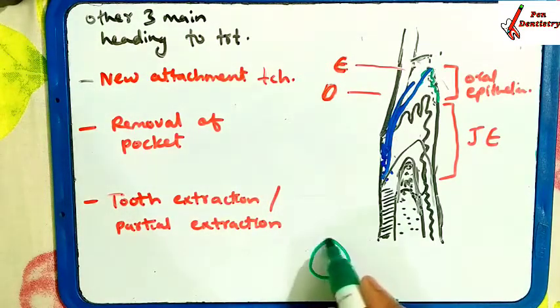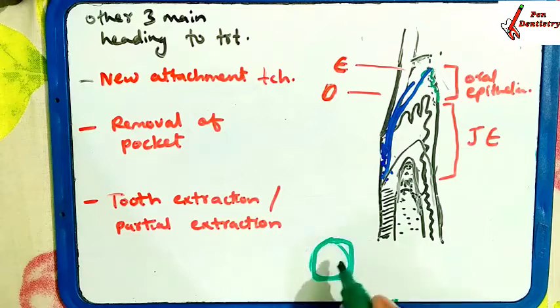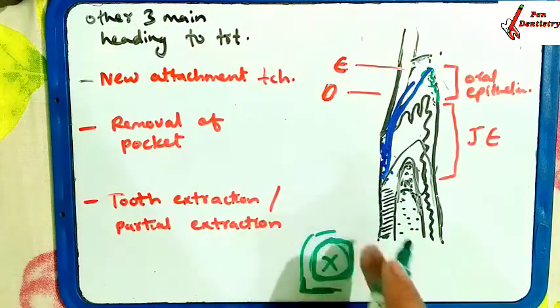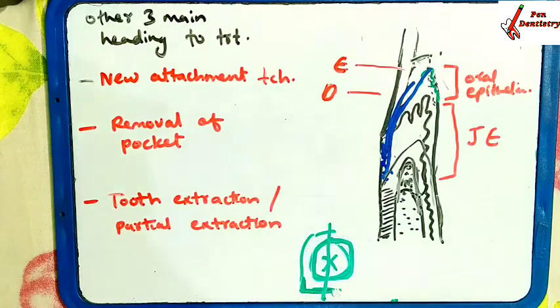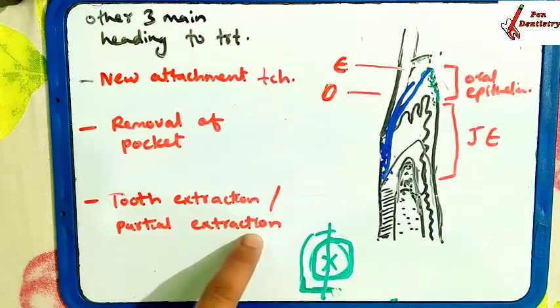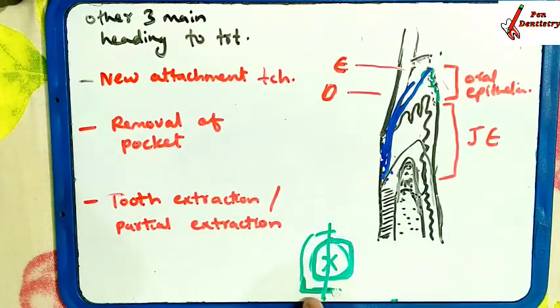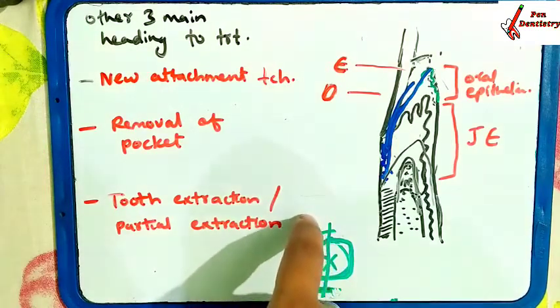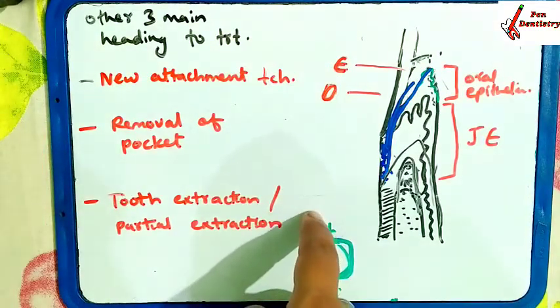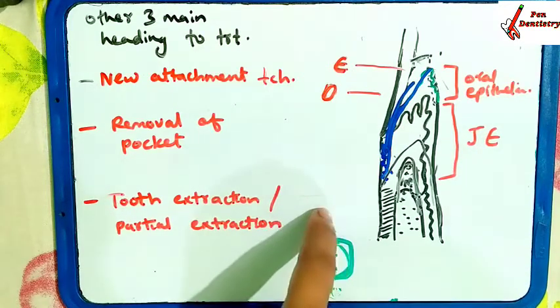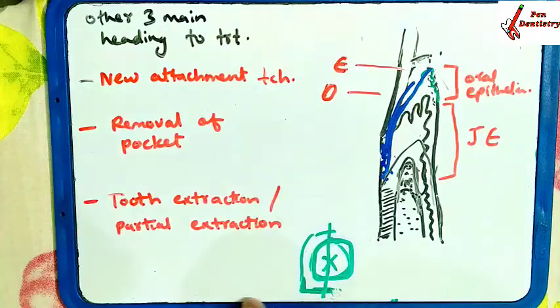If this is the tooth, from the occlusal region, if the pocket formation is on a single side, the hemisection will be done, or partial extraction will be done. This partial extraction will be done when the root is resolved or root recession is taking place. This will remove the pocket with the tooth. Full extraction or partial extraction. These are the three other headings for the treatment.